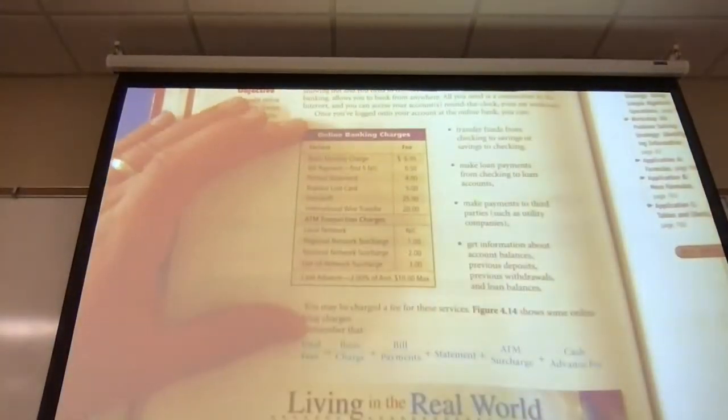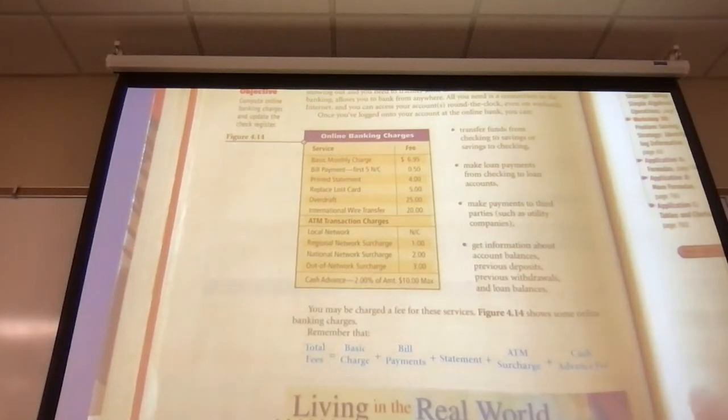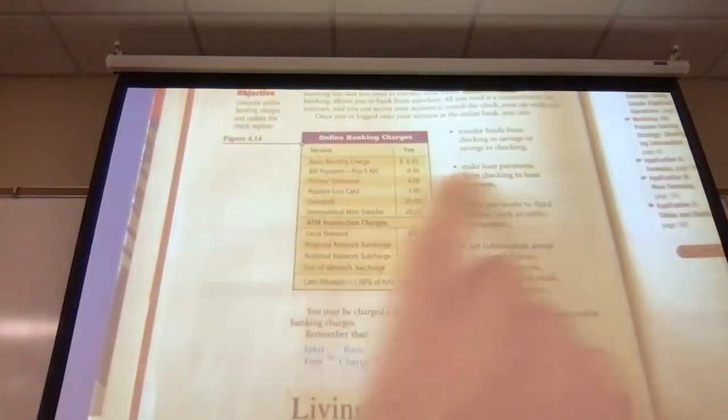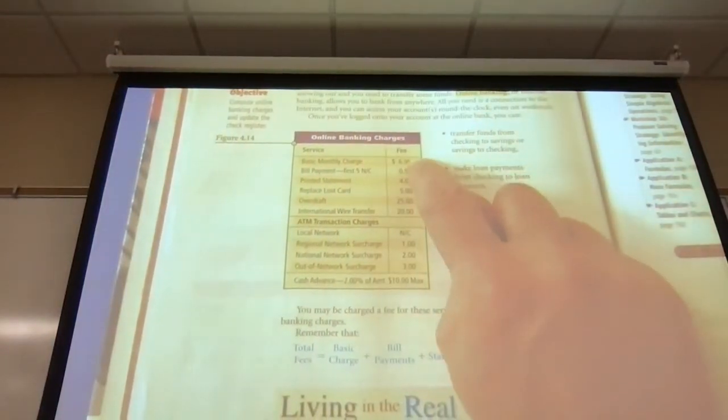So what you're going to do with this chart is they will give you a word problem. They'll say something along the lines of she has to pay the basic charge for the month. She has 7 bills, and she requests a printed statement. And then what you're going to do is go in here and look at all the costs for those and add them up. So $6.95 for the basic monthly charge.